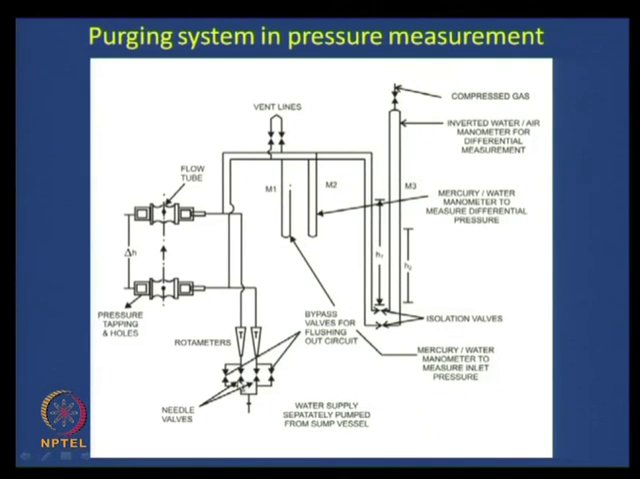Two things have to be done. Firstly, this entire line has to be transparent, so that the moment a bubble enters, we can locate the bubble. Then there have to be vents at different positions, so that through these vent lines we can open them, remove the bubble, and close them again. So by a very efficient purging system this can be done. If it is gas filled lines also, we can make up a purging system and ensure that there is no liquid inside the line. First we have to locate it.